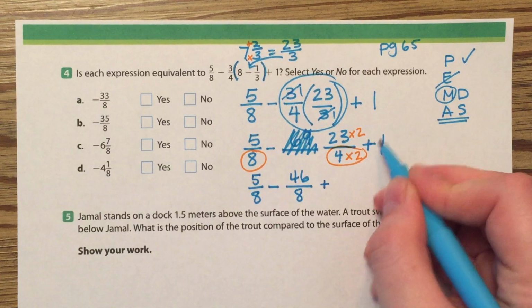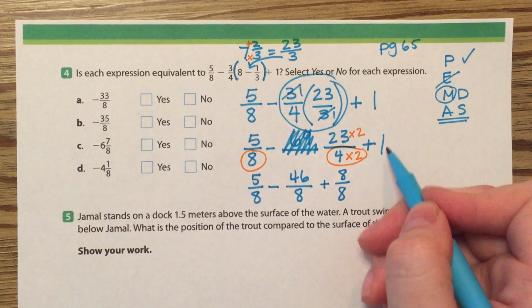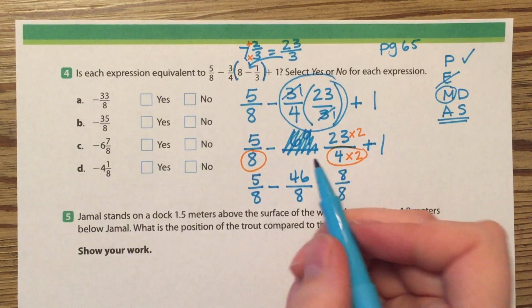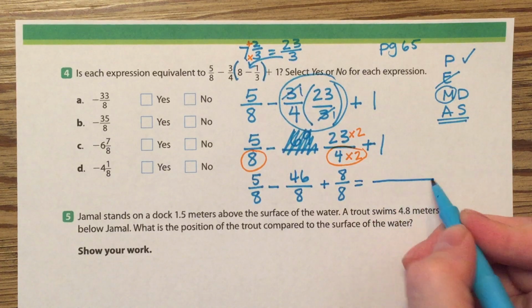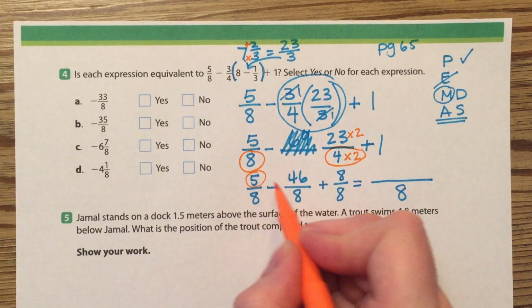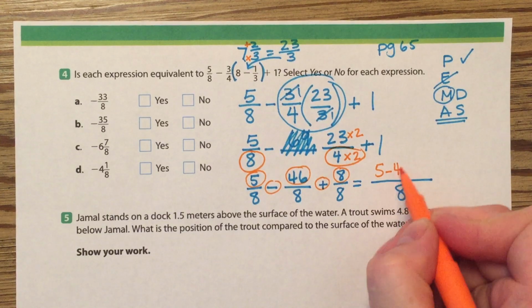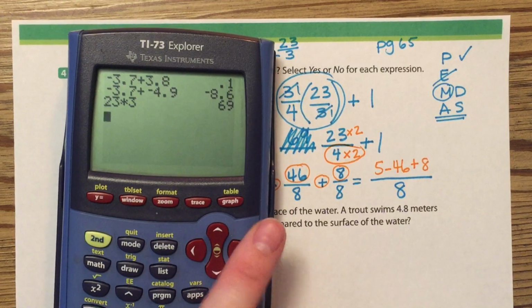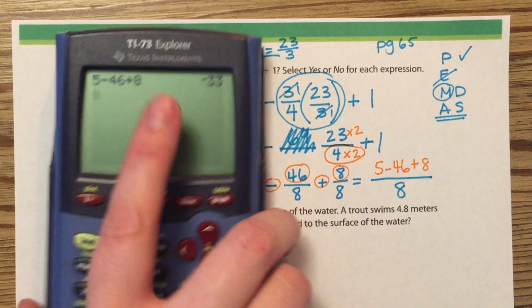Actually, I'm going to write 1 as 8/8. 8 divided by 8 is 1. I see that coming next on my list of things to do, so I'm just going to go ahead and write 1 as 8 divided by 8. So I need to carry out this subtraction first. If you wanted to, you could do all of this in one step with 8 as the denominator, and on top it's going to be 5 minus 46 plus 8. You can use your calculator to support you here. 5 minus 46 plus 8 is negative 33.